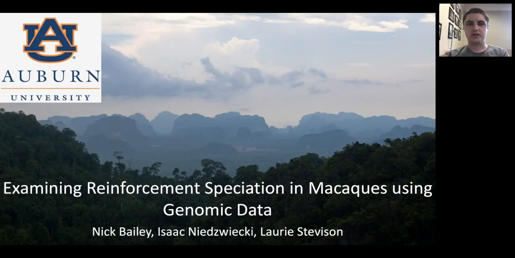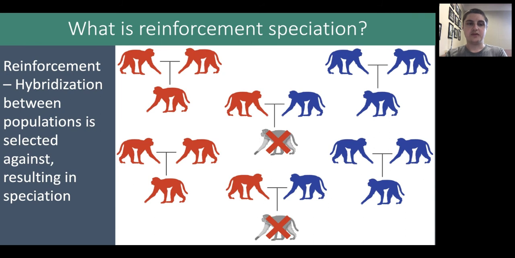Bailey, and today I'm going to talk to you about examining reinforcement speciation in macaques using genomic data. So first of all, reinforcement is when hybridization between populations is selected against, resulting in speciation.